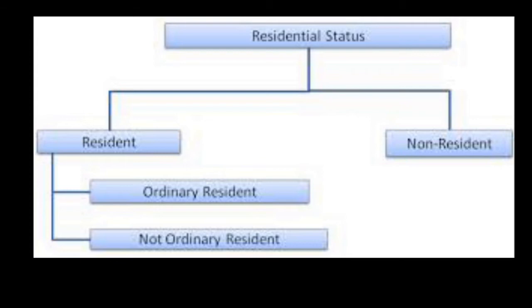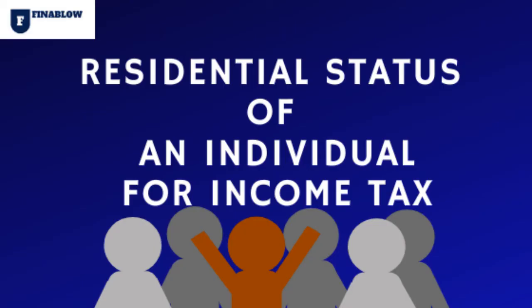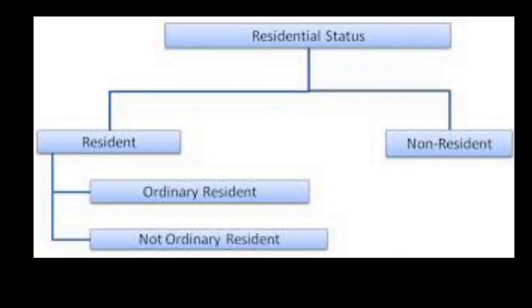We are going to discuss the topic residential status of an individual. As we know, the residential status of an individual can be divided into two: resident and non-resident. Resident again can be divided into two: ordinarily resident and not ordinarily resident.